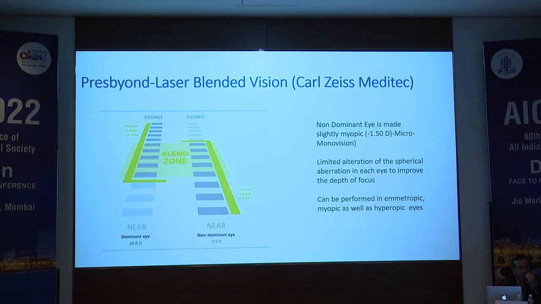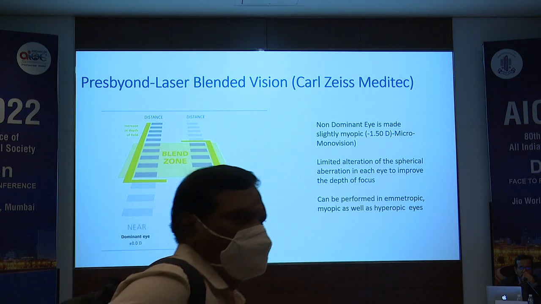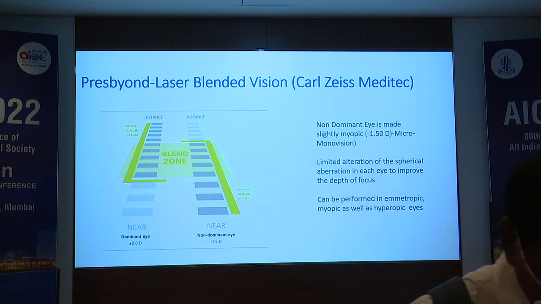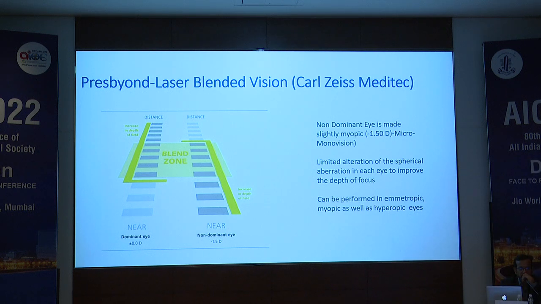Now let's look at a technology which basically believes in altering only the spherical aberrations. And this comes from Carl Zeiss. They have the Presbyond, which as we know is laser blended vision. The non-dominant eye is made slightly myopic, about -1.5 diopters. And there is a zone of intermediate vision which crosses in both the eyes. Means there is a blended zone, as you can see in the center, which overlaps the two eyes. So that gives you a full functional range of vision. And this can be attempted in emmetropic, myopic, as well as hyperopic eyes.